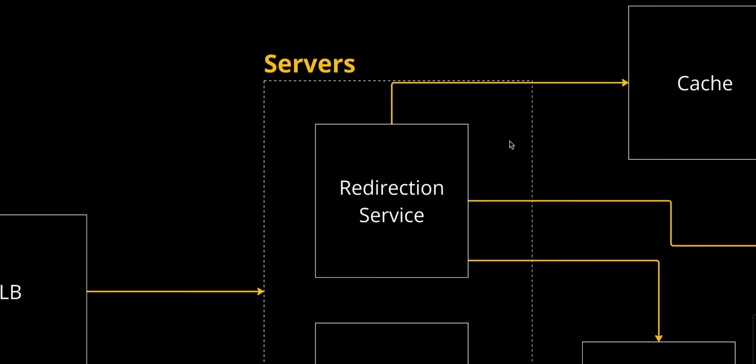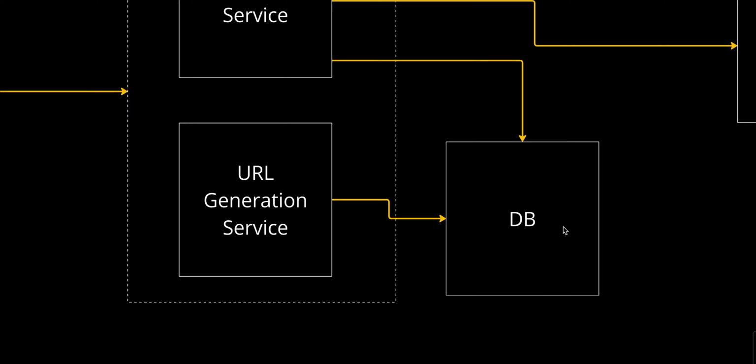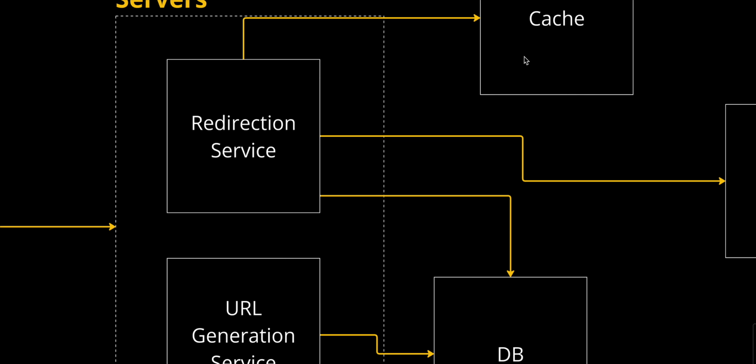The redirection service maps short URLs to their original long URLs and redirects users. We need to understand how this works. First, we have a lookup process. The service first needs to check the cache for the mapping. If not found, it queries the database. In this one, we can use a read-through cache. So basically, the cache will be in line with the database, so the redirection service will not be connected to the database at all. But we can talk about this in another video, or we can think about it.